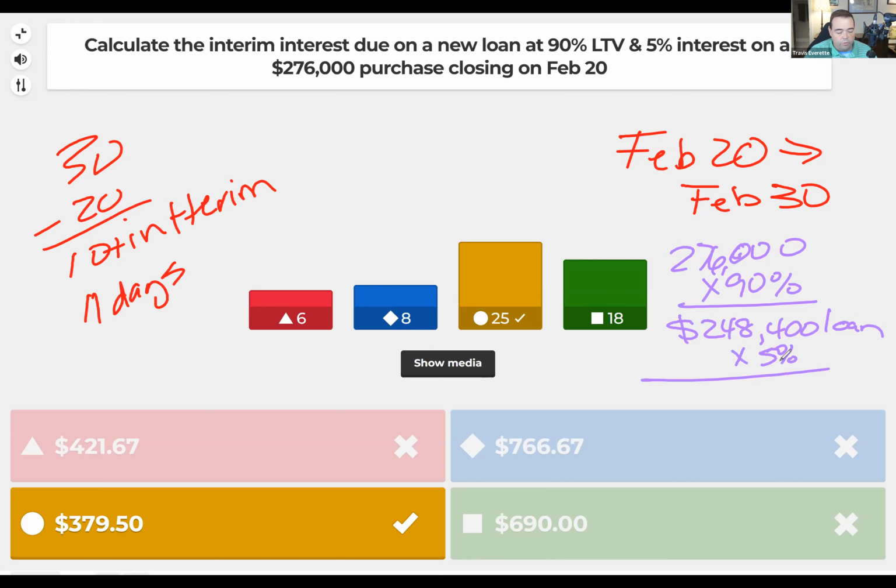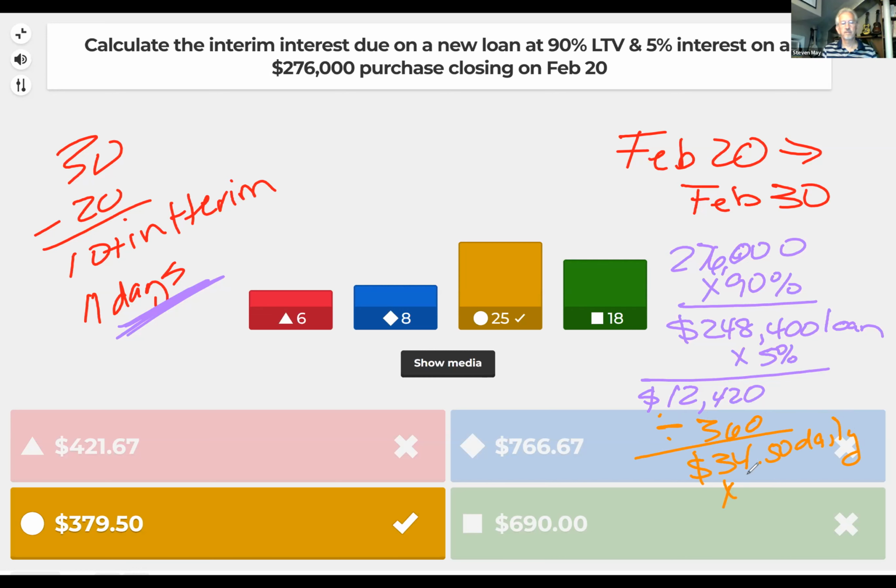But of course, that's the annual interest rate. So when we get that 12,420, we need to break that down. Remember, we only break it down by either 30 or 12. Are we going monthly here, or are we going daily? Daily. And we know we're going daily because we need 11 what? Days, right? So we're going to break that down to daily, divide by 360, because that's what you do when you're getting to daily. $34.50 daily. And we already decided it's how many days? 11 days. So times 11 days.